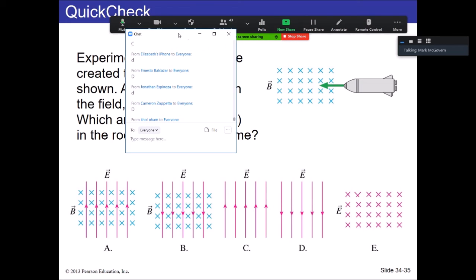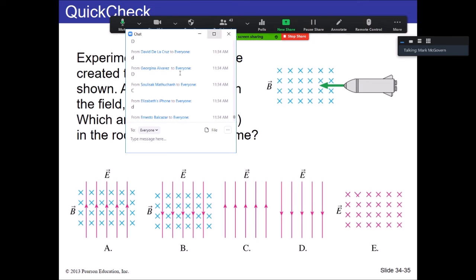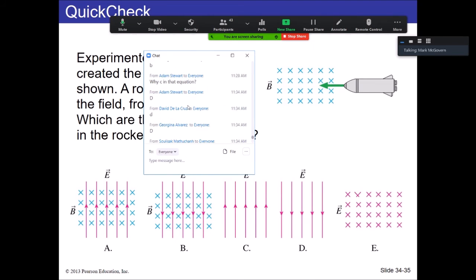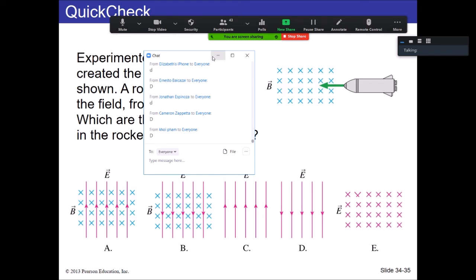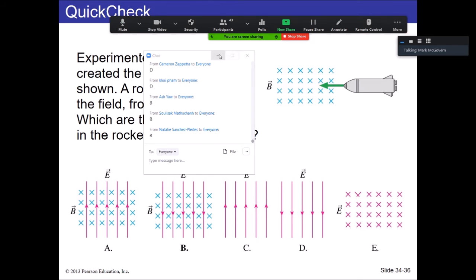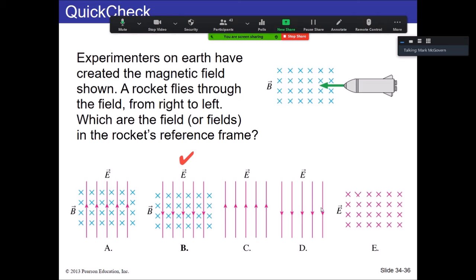D? I don't think I like D. No, I don't like D. Let me think here. D is not... The answer is B. Here's the thing. The magnetic field, again, we're not replacing fields. We're adding components to it, or adding parts to the components. So it is B. If you say D, you're saying that you're traveling fast enough that you can completely cancel out the magnetic field.